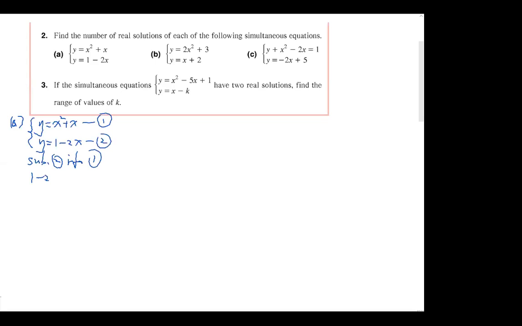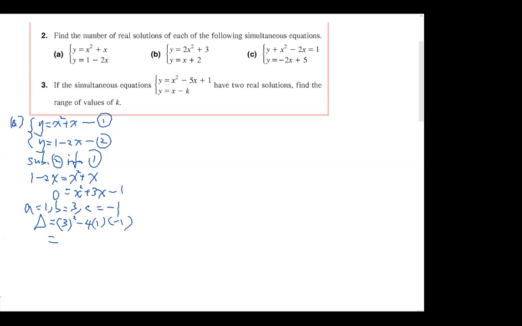So we can just substitute equation 2 into equation 1. It becomes 1 minus 2x equals x squared plus x. And then moving all the terms to one side and keeping the square term positive, it becomes x squared plus 3x minus 1, right? And now we have a simple quadratic equation. We can identify the values of a, b, and c, okay? But this time, we do not want to find the value of x, so we are not going to use formula 1. We just use the delta, b squared minus 4 times a times c.